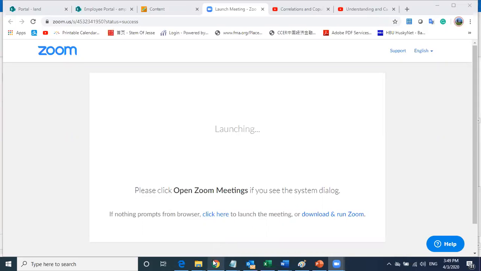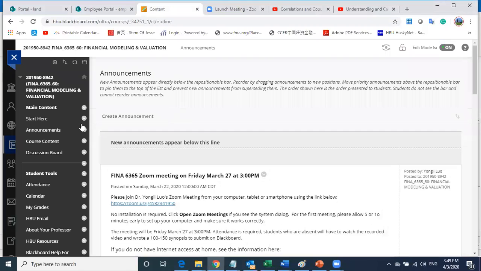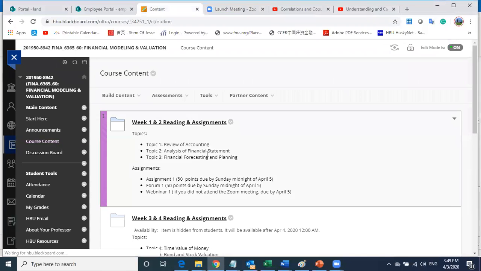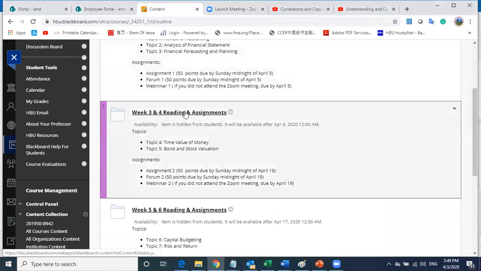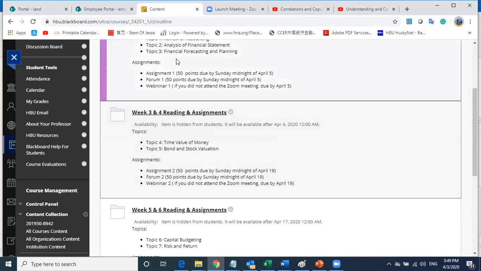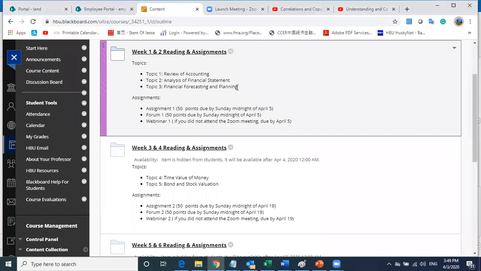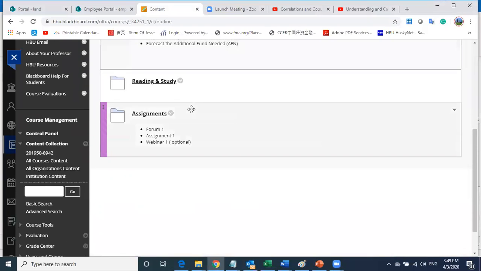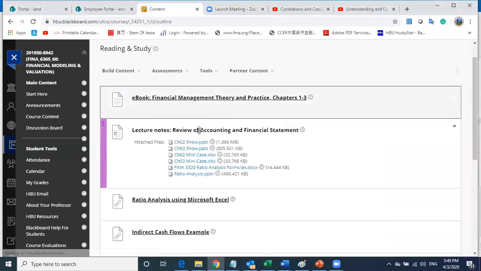Okay, so this is what we're gonna talk about. So we go to the course content. We have week 3 and 4 reading under assignment. And this is topic 4, time value of money. For the financial forecasting and planning, you see in that folder, I give you a link here.